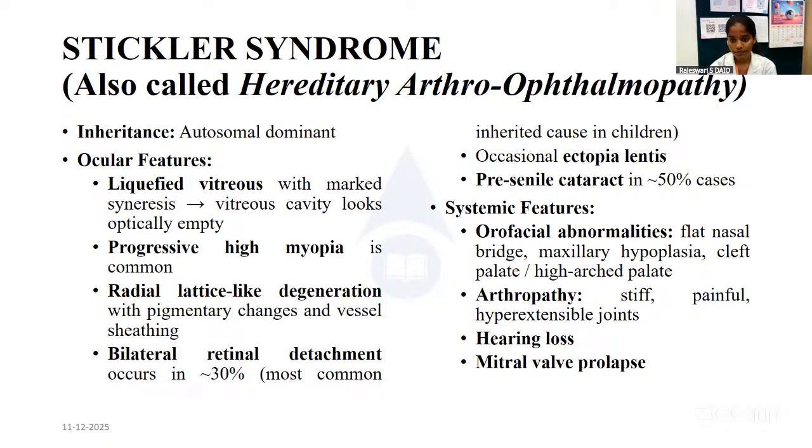Systemic features: orofacial abnormalities, flat nasal bridge, maxillary hypoplasia, cleft palate, high arched palate, arthropathy, stiff, painful, hyperextensible joints, hearing loss, mitral valve prolapse.